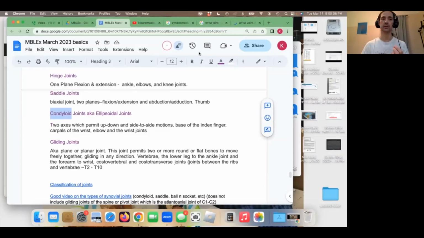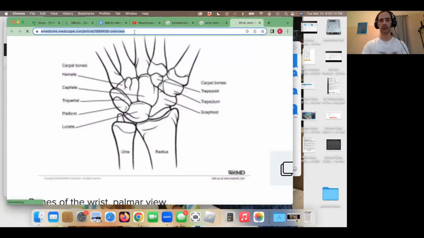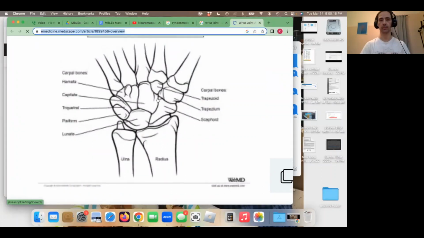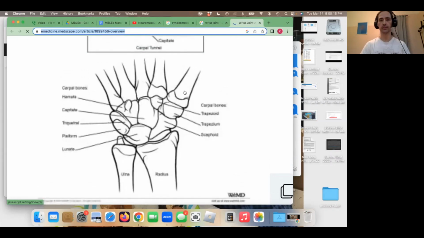So when you see condyloid, you have to think about where it is and the shape of the joint. Also the base of the index finger. So if we look here, here's the thumb, here's the index, middle, ring, and pinky. And if you look at the base of the index finger, there's also an ellipsoid joint here, right?